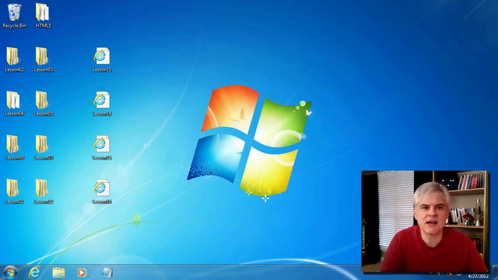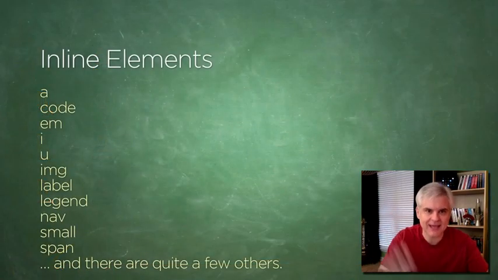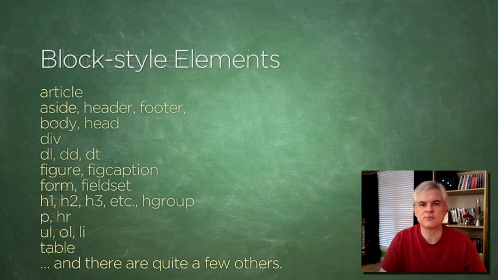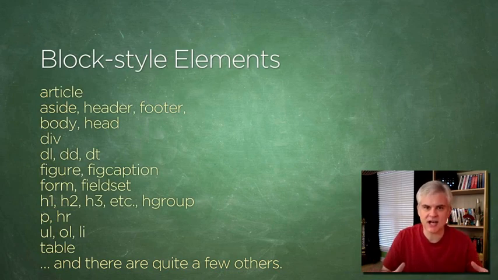Here's a quick list of those that we've covered that fit into this category of being inline. The anchor, the code, the M, the I, the U tags, the image, the label, legend, the nav, the small, the span, and there's quite a few others, okay? These inline elements take up an amount of space as indicated by the line height and the font size, the weight, and so on.